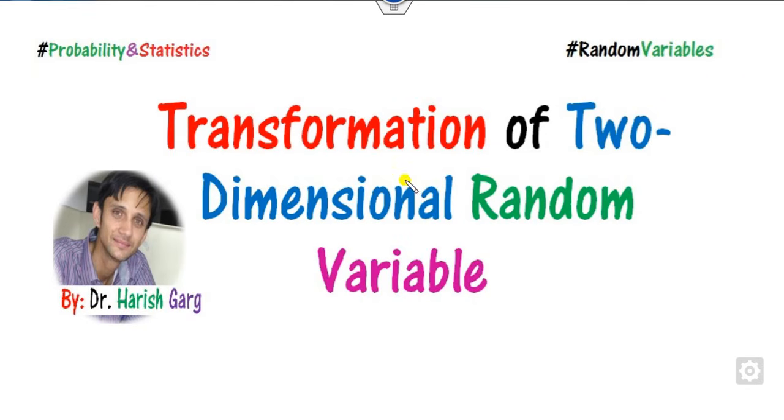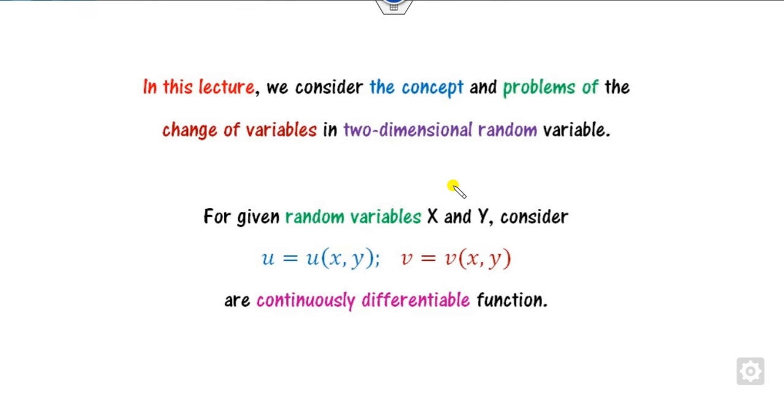Hello everyone, welcome to the next lecture on probability and statistics. We will see how you can transform two-dimensional random variables. That means if you have the given random variables x and y, and you consider u and v as other continuous differentiable functions, then how can you find the PDF as well as the joint density function of u and v.